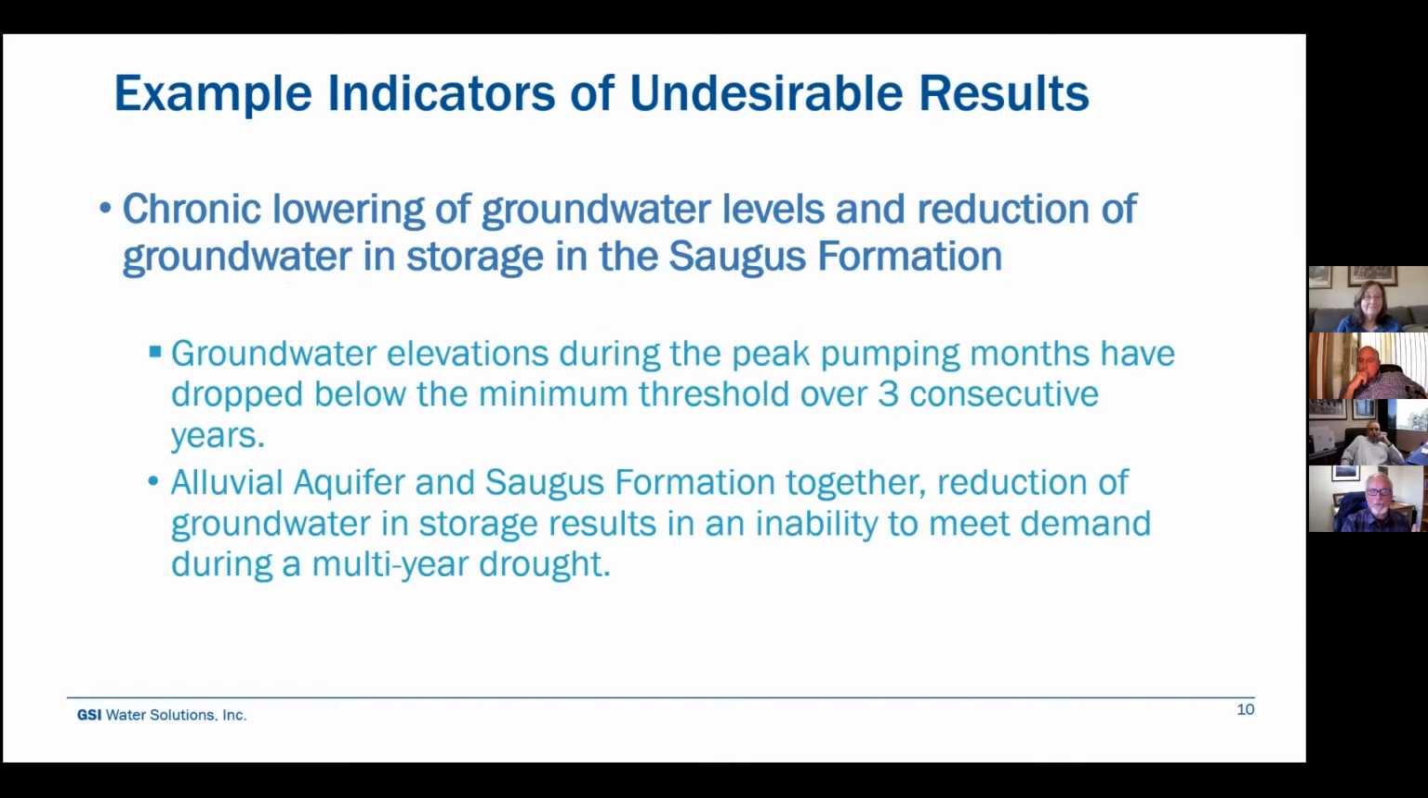So undesirable results for lowering of groundwater levels and reduction in groundwater storage for the Saugus Formation. It's basically groundwater elevations during the peak pumping months, summer months, have dropped below those minimum threshold levels, and this time over 3 consecutive years. For the alluvial aquifer and the Saugus Formation together, if we consider the reduction in groundwater storage, if that results in an inability to meet demand during a multi-year drought, that's an undesirable result also.